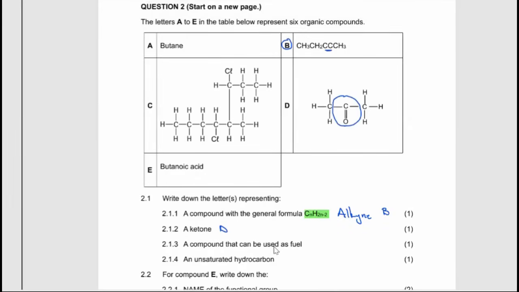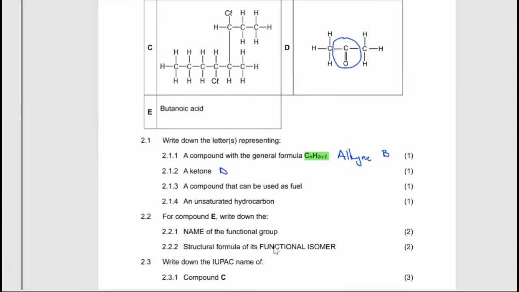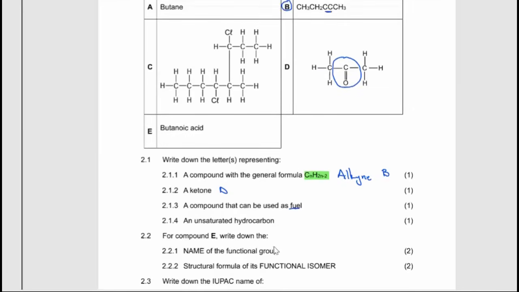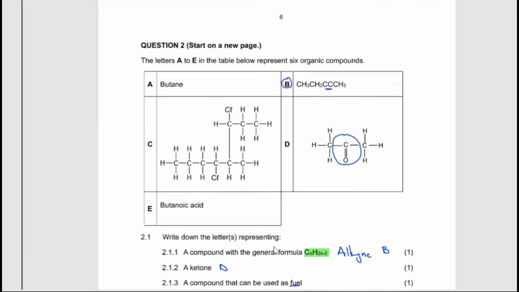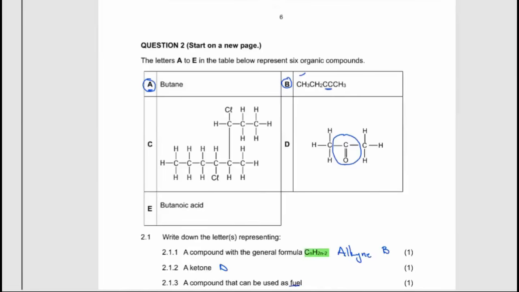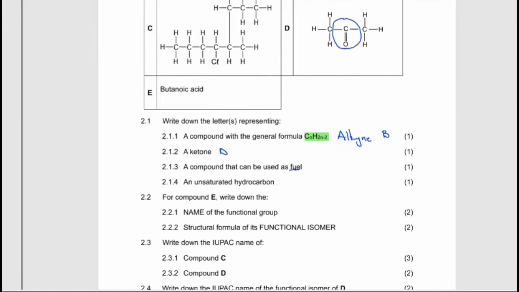Then we proceed to 2.1.3. There it says a compound that can be used as a fuel, right? So we usually break down these large alkanes to formulate smaller consumable hydrocarbons. We use hydrocarbons as fuels, right? So we're having our option A and our option B, which are our hydrocarbons there. I'm going to say my hydrocarbons there, which are my A and D, right?